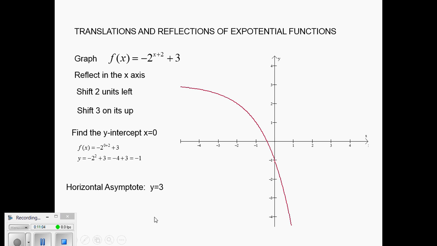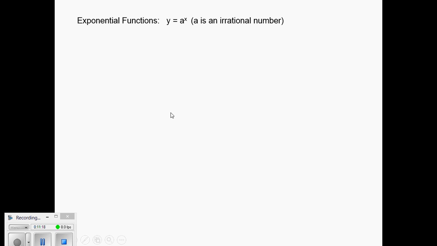So there's some of your basic translations on a graph and how we can find the critical points that we need in order to graph it. And we'll have a chance to do some more of these in class. All right, so that's that.